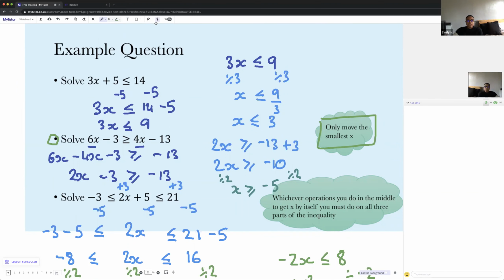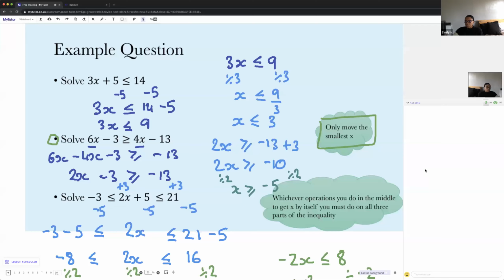On the first one, we did it on both sides. So remember, we subtracted by 5 and then we divided by 3 on both sides. So we divided 3x by 3 and then 9 by 3. And then we got to x. So it's always on all sides. It's never on just one side.